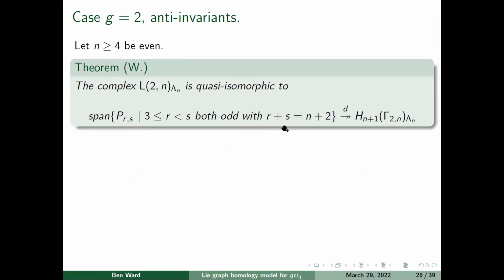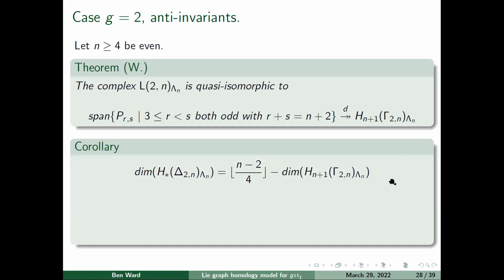R and S should both be odd for it to be non-zero. And then I'll look at a differential which maps to this corolla. So it's the contraction differential of contracting that polygon. The first thing I'm saying is that it's surjective.